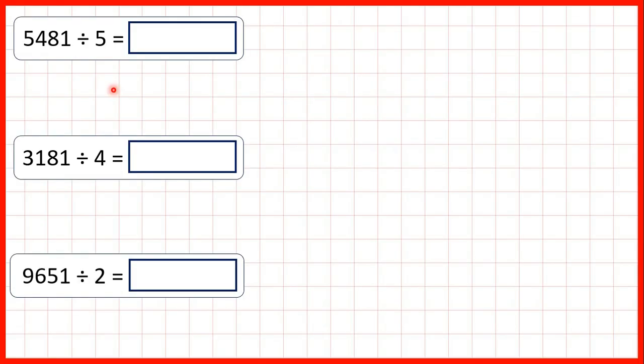Now we're going to divide using short division and write our remainder as a decimal. So first we have 5,481 divided by 5. So we can see that we're going to get a remainder because all multiples of 5 end in a 0 or a 5.